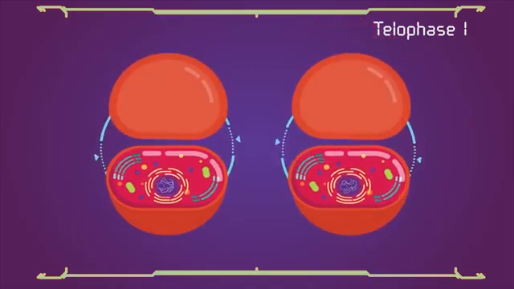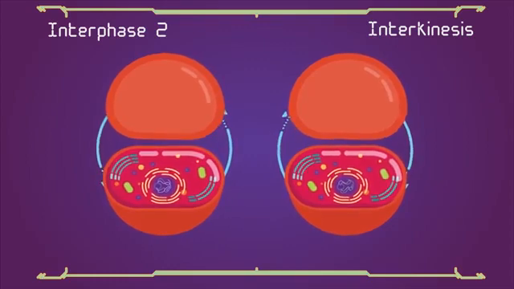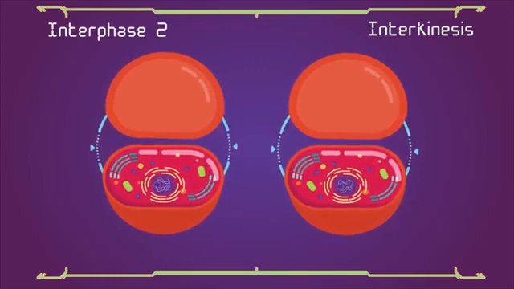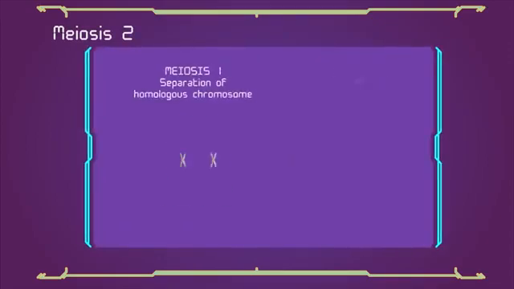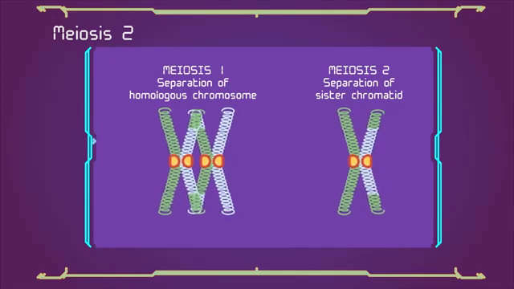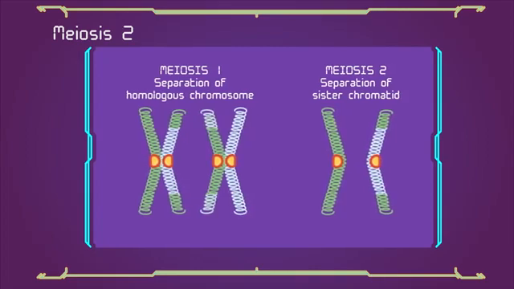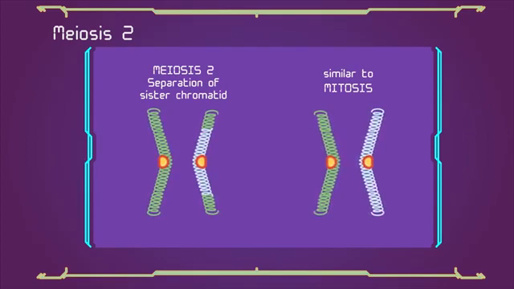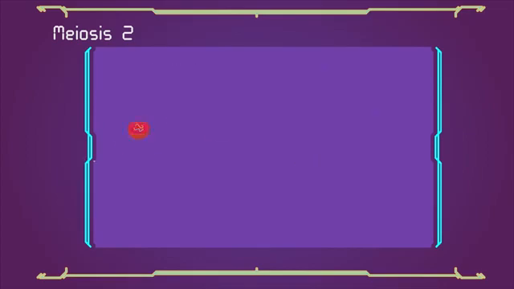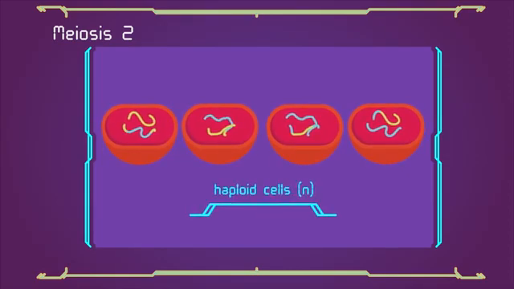Cells may enter a period of rest known as interkinesis or interphase 2. No DNA replication occurs during this stage. Meiosis II. Meiosis II is the second meiotic division and usually involves equational segregation, or separation of sister chromatids. Mechanically, the process is similar to mitosis, though its genetic results are fundamentally different. The end result of meiosis II is production of 4 haploid cells, N chromosomes, 23 in humans.